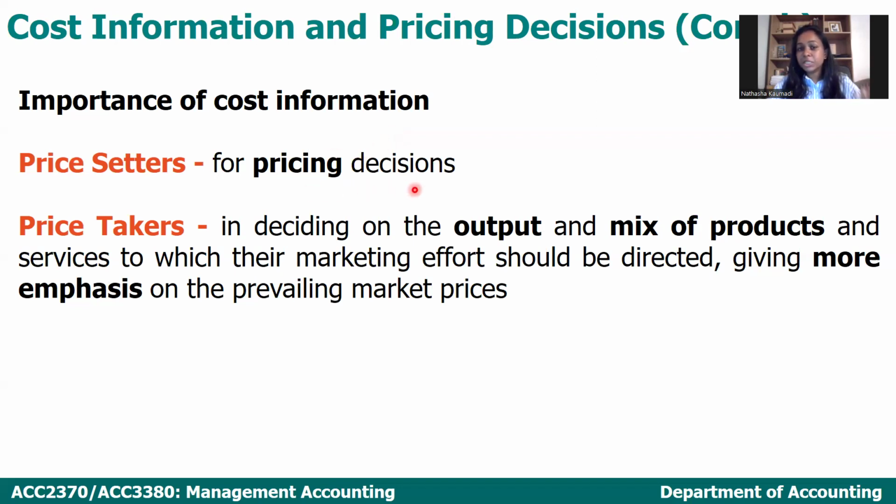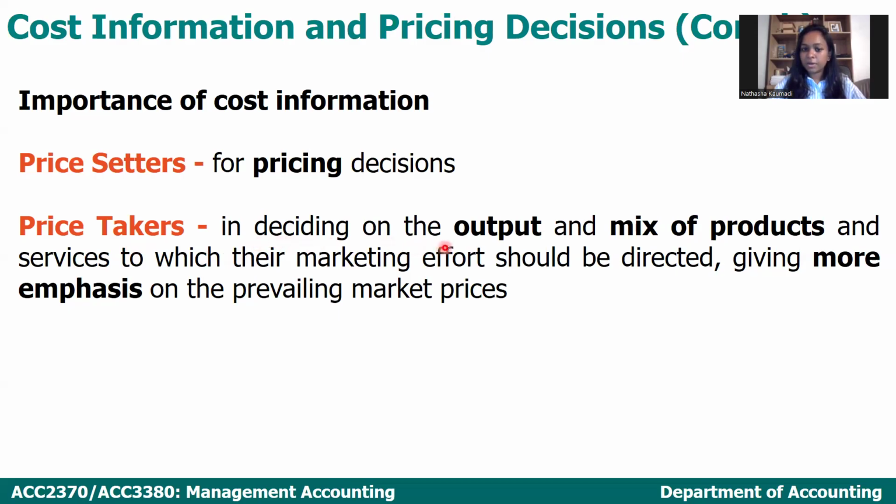So for pricing decisions, cost information is important. I hope that's clear, right? Why price takers now? That's a problem. Now, price takers are not setting prices as well. Then why cost information? That is for another purpose. Cost information is important for price takers for another purpose.